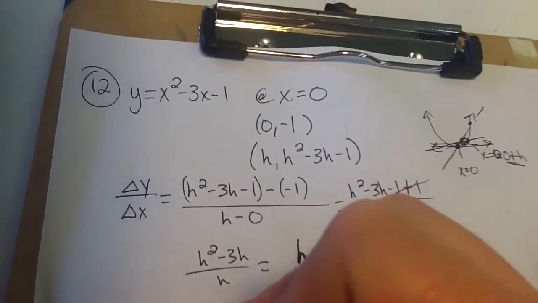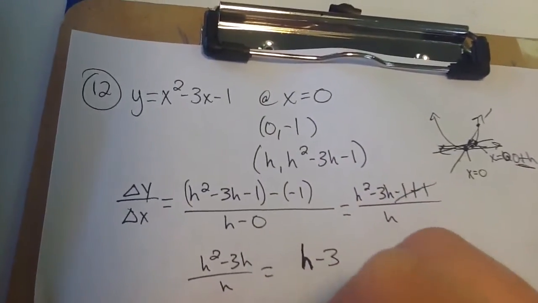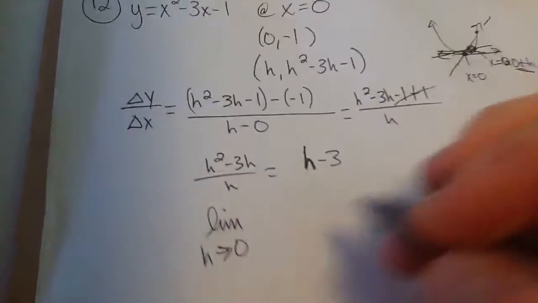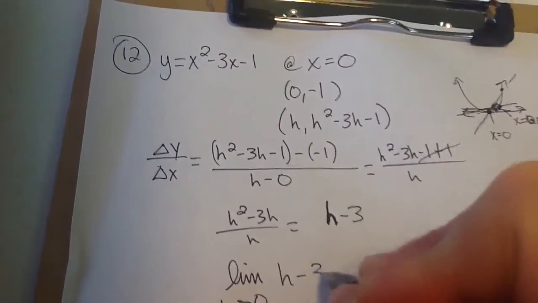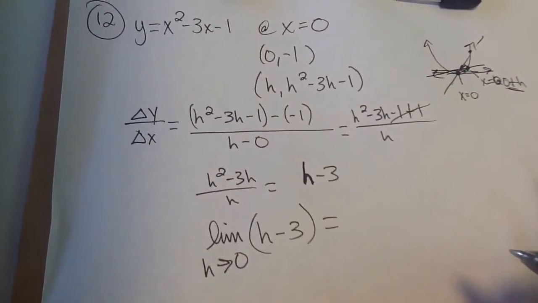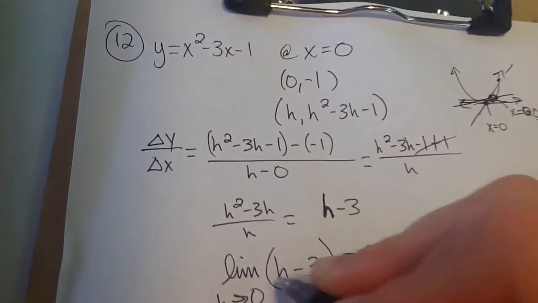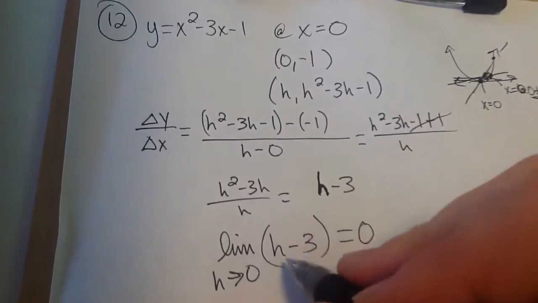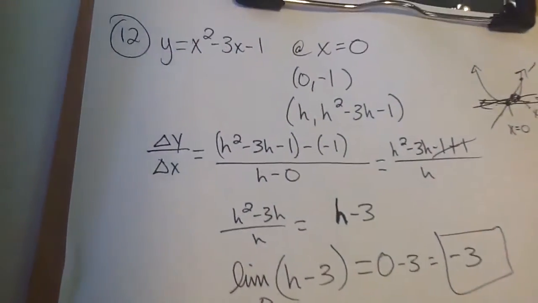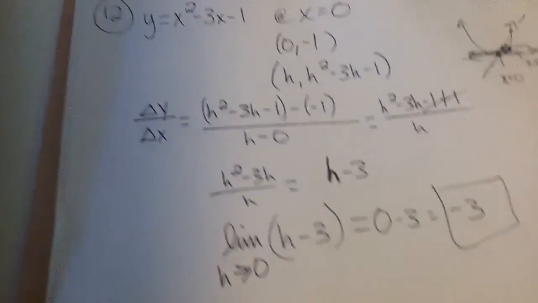So the whole idea is I'm taking the limit as h approaches 0, because I want h to be really, really close to my original point. The limit of h minus 3 is, in this case, just plug it in, that's how you do limits on these: 0 minus 3, negative 3. So there's my slope at that point.